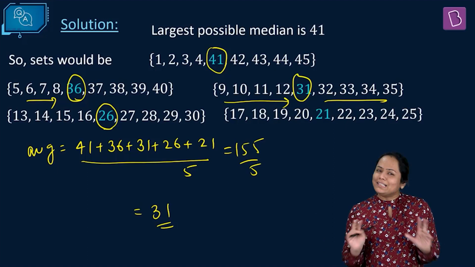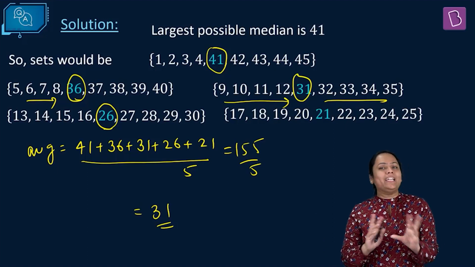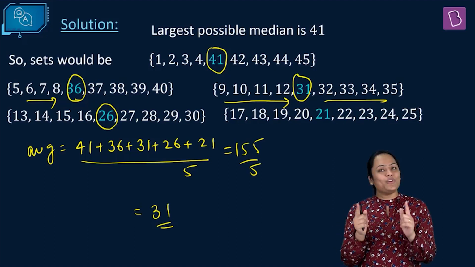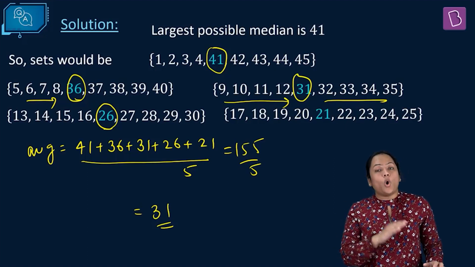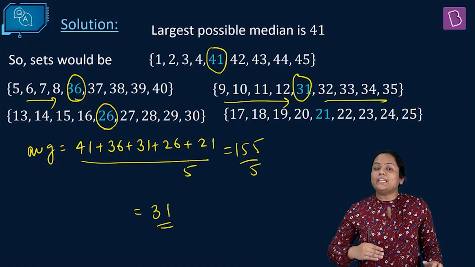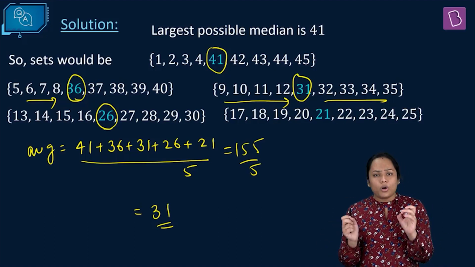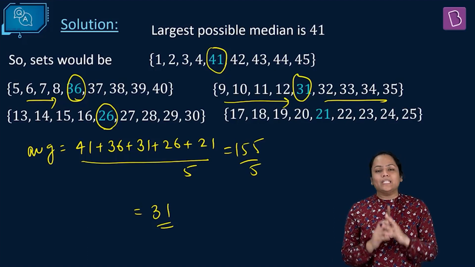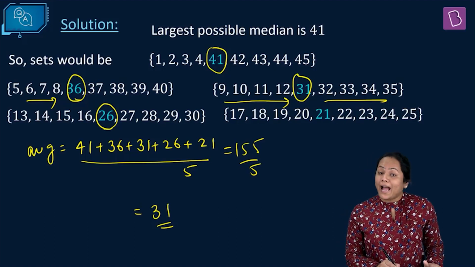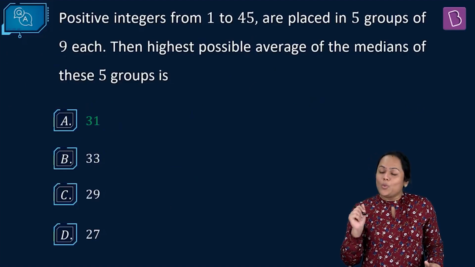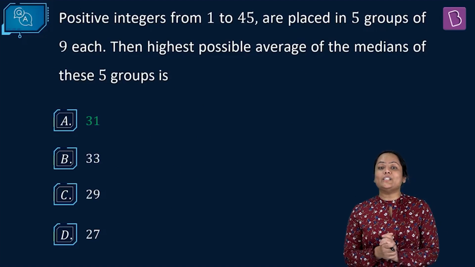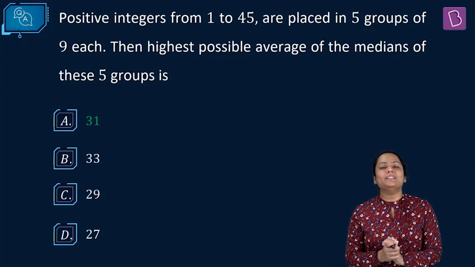Have you understood? A really simple question, right? A bit tricky one also, but you have to write one or two sets such that we observe the pattern. Then we'll find all the medians, keep on decreasing the median by 5, sum them, and divide by 5 to get the highest possible average. So the answer with us is 31, and if we look at the options, we can say A is the right choice. Is it clear? Have you understood, guys? Perfect.